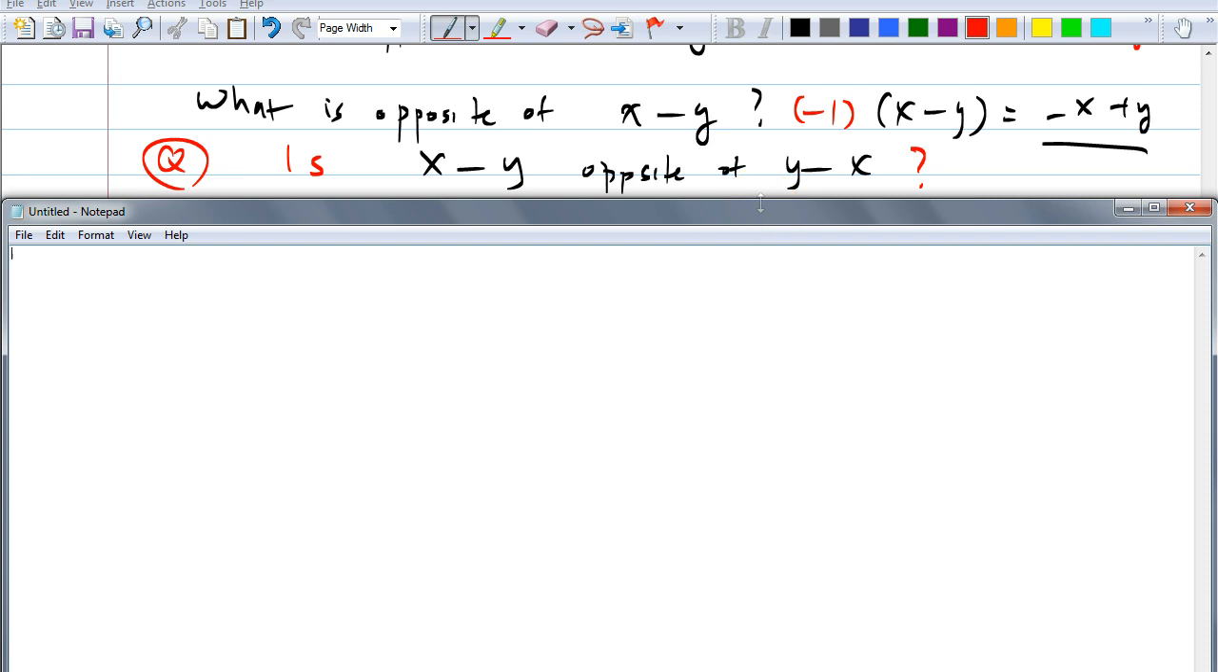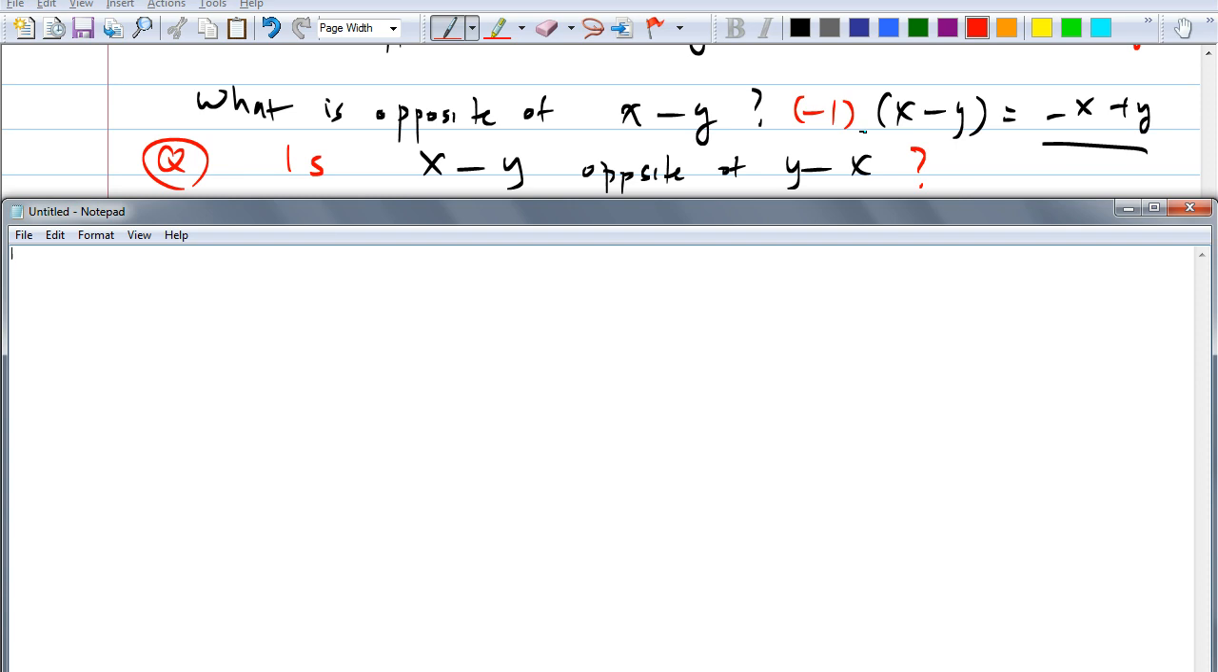Change their order. What is x plus y the same as? Isn't this addition? Let's use the commutative property of addition. I could rewrite this as what? Y plus negative x. How can I rewrite y minus x as an addition? Y plus negative x. Can I do that? Does that make sense?